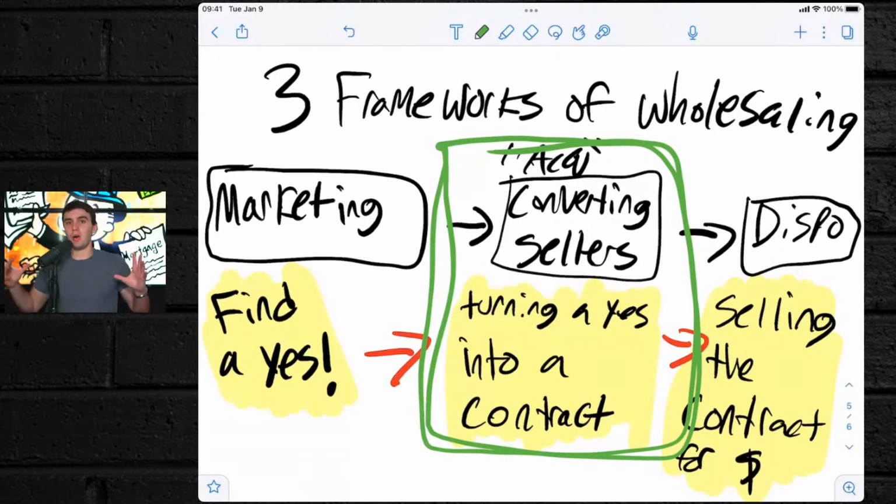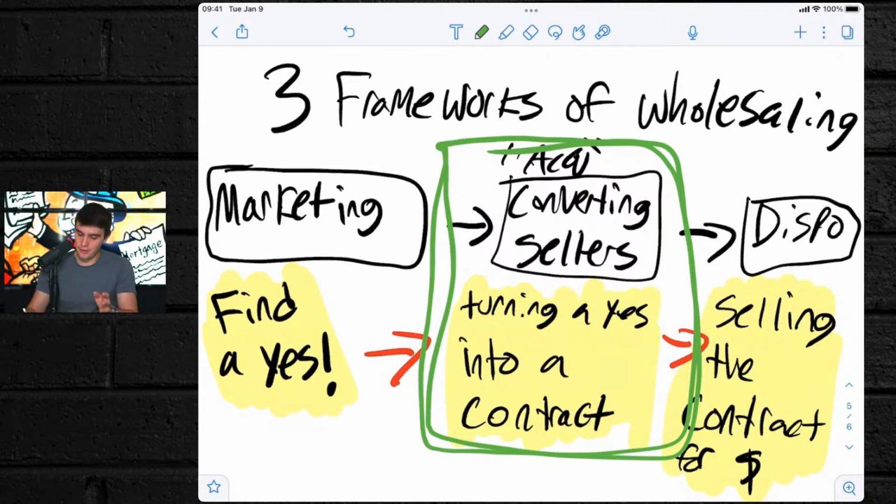So if you know about wholesaling real estate, finding the yes is the marketing. Acquisitions is turning that yes into a contract. And then dispo is selling the contract for money. So what we're talking about today, really the only point, is converting the seller with the sales process, the negotiation, the conversion, and the offers. That is what we're doing.